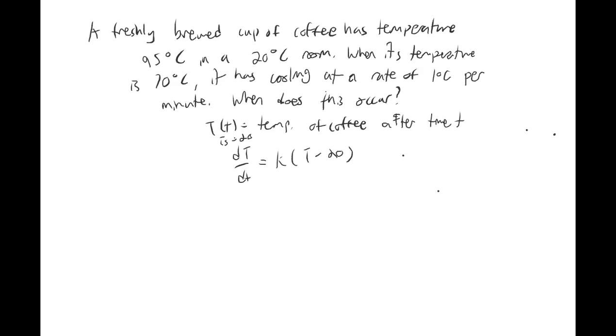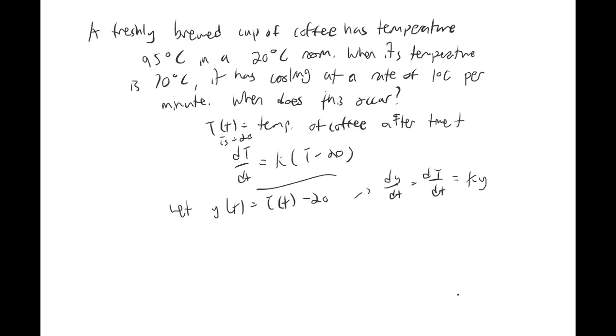Again, same exact process. What did we do last time? We want a differential equation, right? So we let y of t be equal to T of t minus 20. And again, you could check that dy/dt is just dT/dt, and dT/dt is this, which is ky. So again, we have our differential equation.